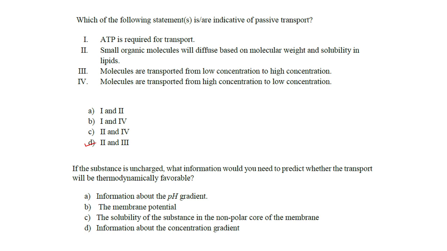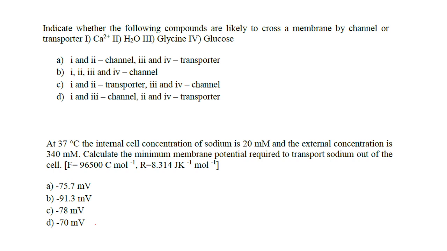Okay, never mind. If the substance is uncharged, what information would you need to predict whether the transport will be thermodynamically favorable? So, information about the concentration gradient. Yes, that is correct. Now, indicate whether the following compounds are likely to cross the membrane by channel or by transporter.